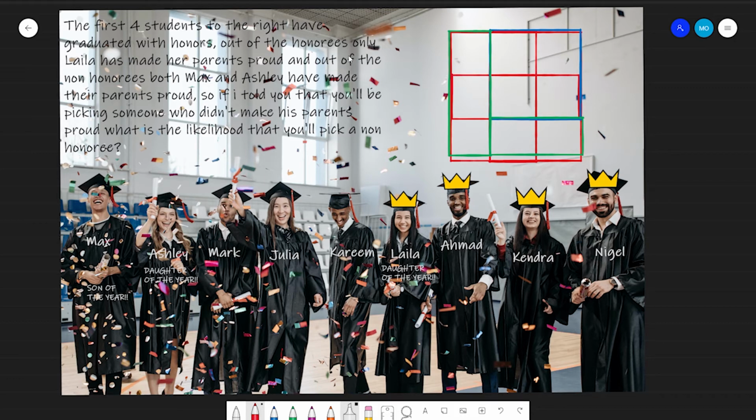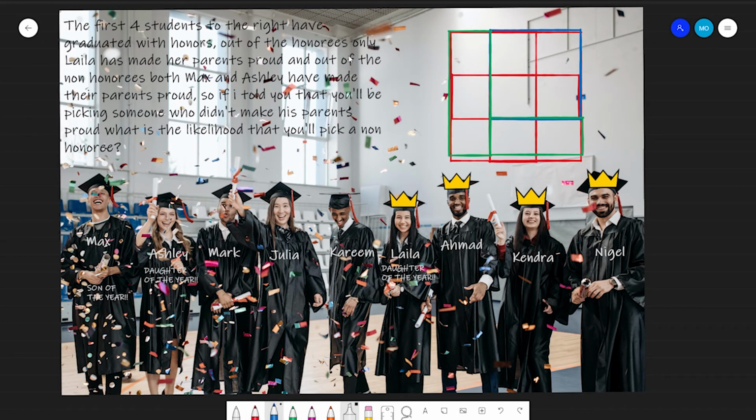Now, he gave us the information that we picked someone that didn't make his parents proud. Now, those who failed their parents are distributed amongst the honorees and the non-honorees. So there's those 3, Mark, Julia, and Kareem. Those are the ones who failed their parents and are non-honorees. And you have Nigel, Kendra, and Ahmed who failed their parents and happen to be honorees. So out of these 3 out of 4, out of the probability of being an honoree, which is the same thing as we did in the question before, and we do the same for these 3 over here.